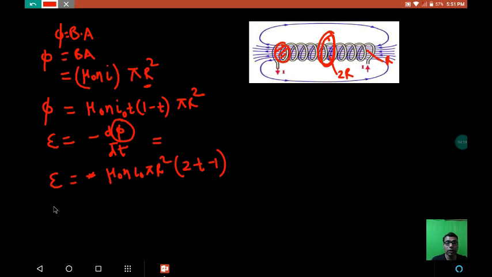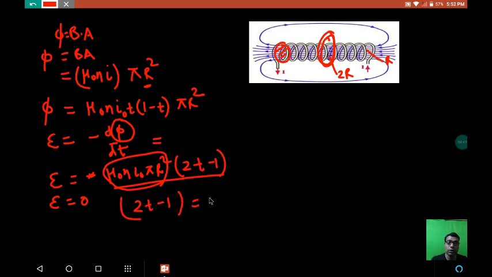Now the current is going to reverse when E equals 0. E is 0 when this function is 0, but here all the terms are constant, so only 2t minus 1 can be 0. Making it 0, we get t equals 1 by 2, which is 0.5 seconds. So let us check for the option.